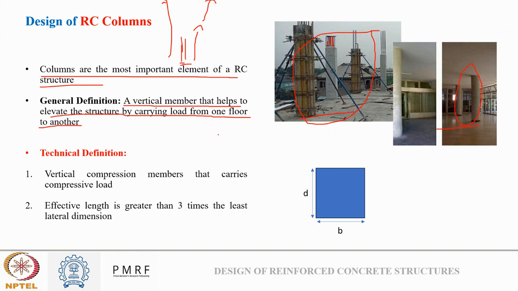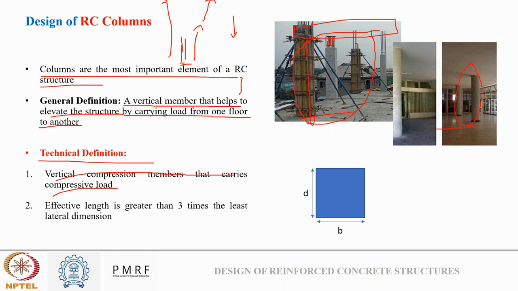Okay, but if we see from a technical point of view, columns are defined as vertical compression members that carry compressive load. So just earlier we talked about axial force. Now, axial forces are nothing but compressive forces only. So that is what columns are designed to resist. So these are vertical members that can carry the compression load which will come from the above floor.